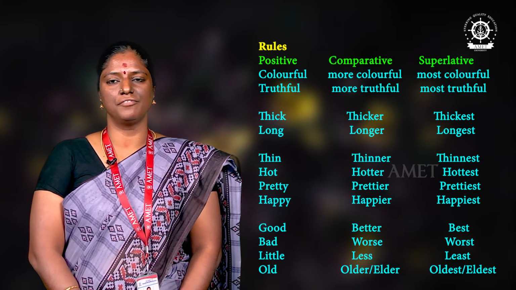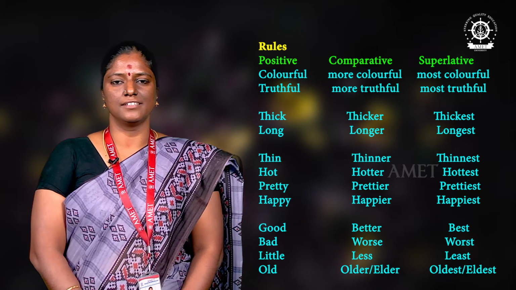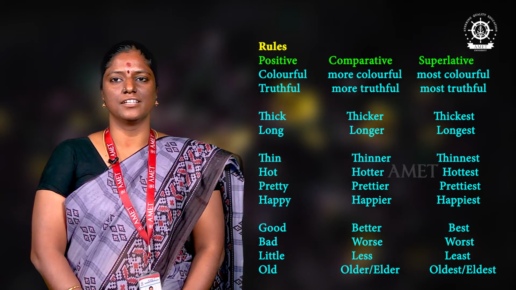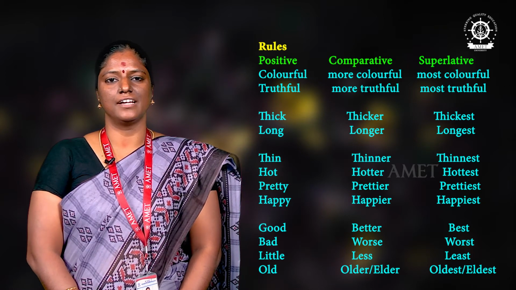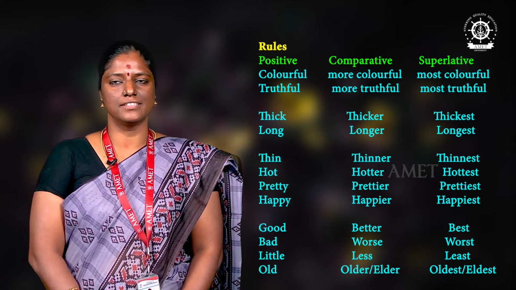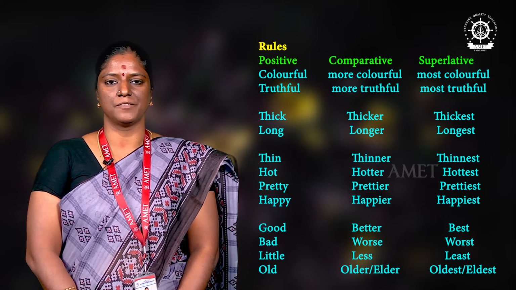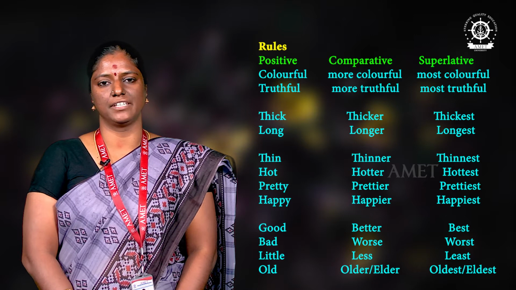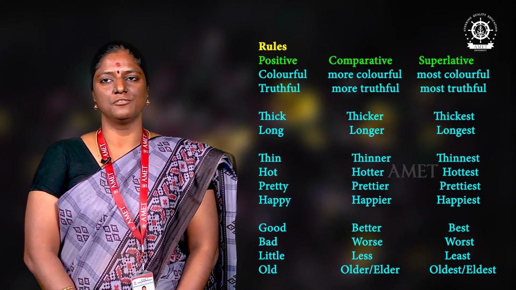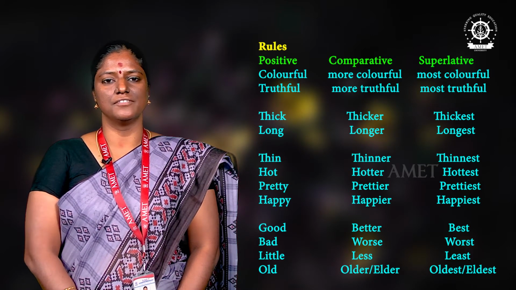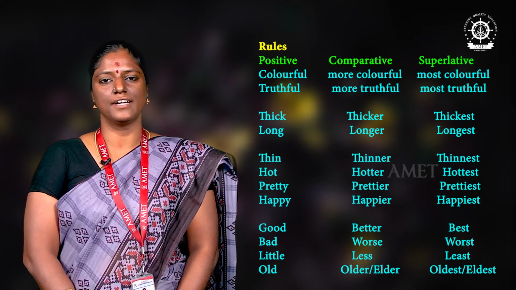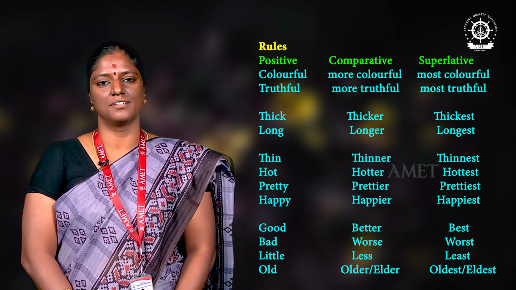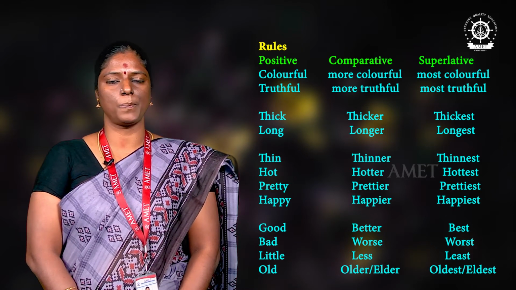For that, we have 5 rules. Let's see the 5 rules now. First one, if you are taking the word colorful, colorful can be used as it is in positive degree. Colorful is an adjective, we can use it as it is in positive degree. But for comparative, we have to use the word more: more colorful, and for superlative we have to add most: most colorful.